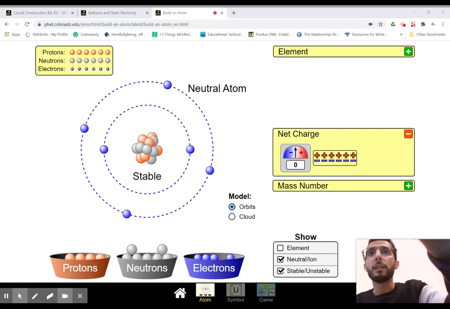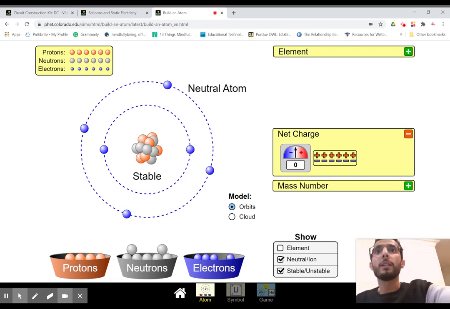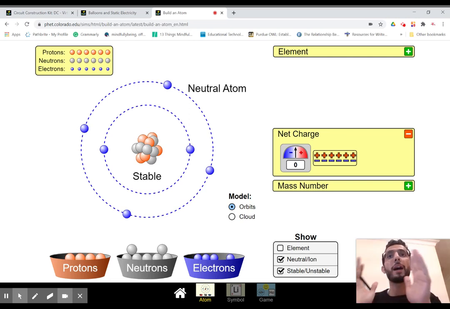As you can see here, in the middle, we have the nucleus. In the nucleus, we have protons and neutrons. The protons are represented in orange balls and the neutrons are represented in the gray balls. And an atom also consists of electrons that are surrounding the nucleus. Okay, so basically we need to know that inside the nucleus in an atom we have the protons and the neutrons, while outside the nucleus we have the electrons.